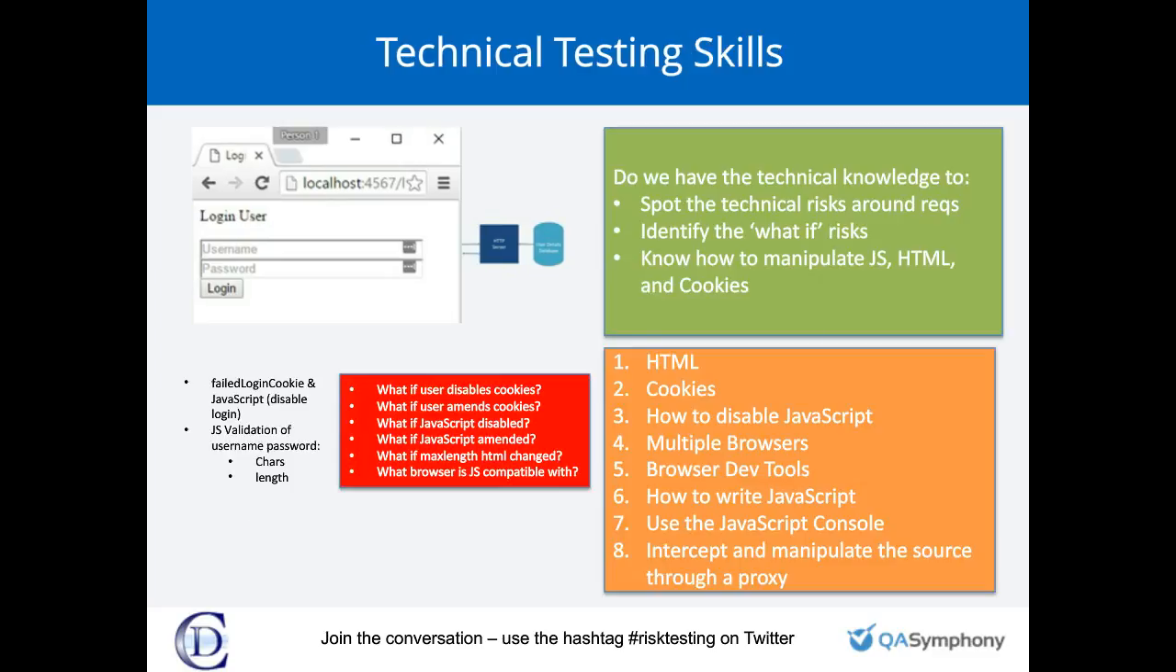Now, in order to come up with this, we have to have some technical information. Right? We have to have technical knowledge. We have to have knowledge so that we can spot risks in the requirements, to identify the what-if questions.